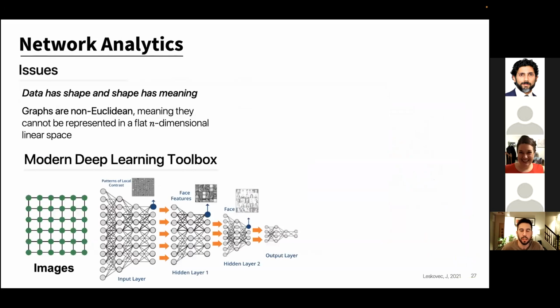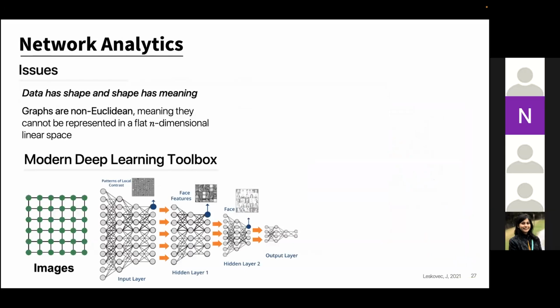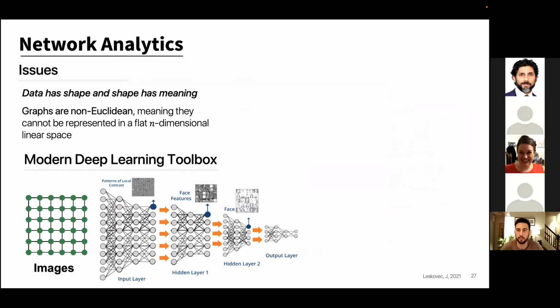Despite this added power over traditional statistics, however, today's modern deep learning toolbox is still specialized for simple Euclidean data types like images or other sequences with a linear structure, for example, speech. But graphs or networks are much harder to process because they're more complex.